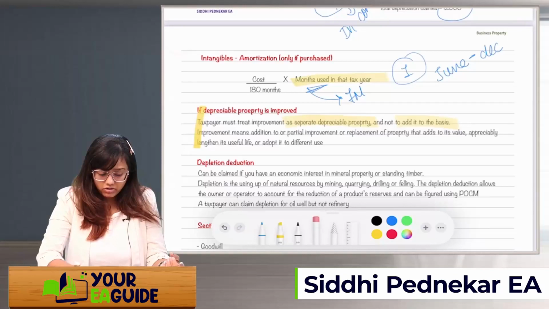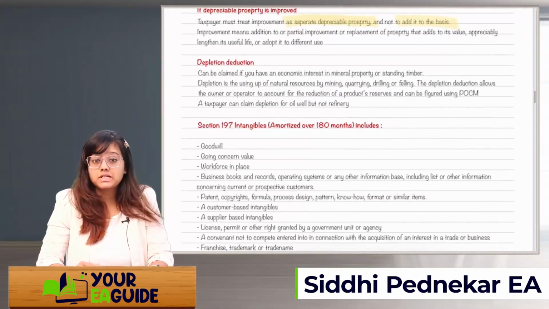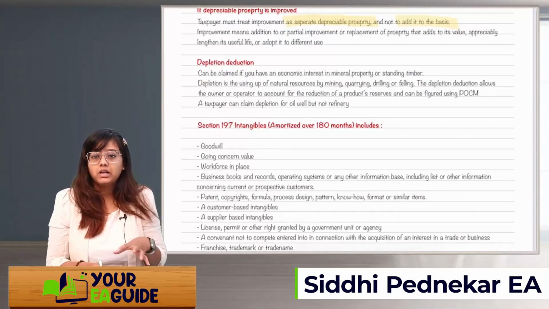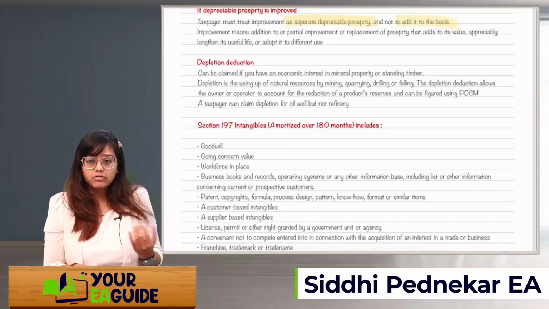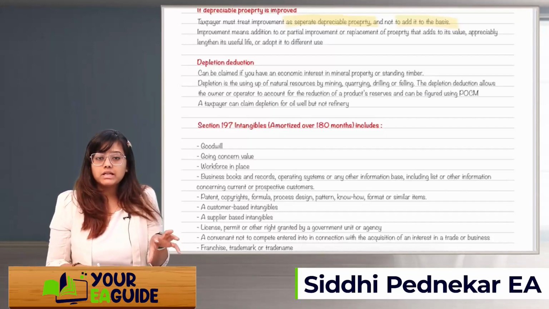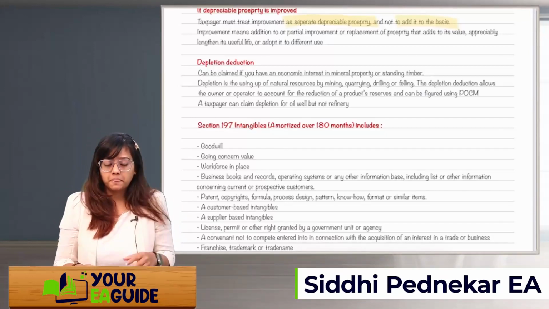Then we can call it a depreciable property. All right. Next is depletion deduction, which is very simple. It can be claimed if you have an economic interest in the mineral property or standing timber, right? What are the natural resources, and if you have an interest, then there is a word used for that: depletion deduction.